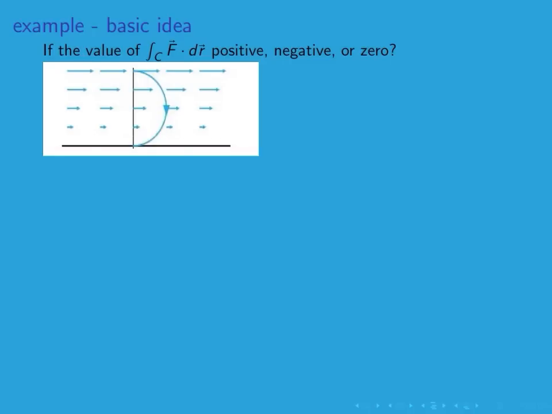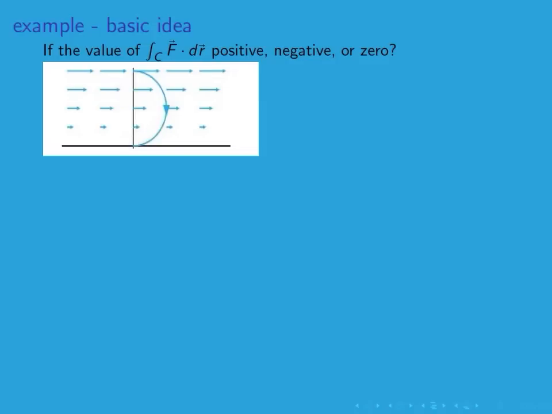Here's a first example just to get the idea of what's going on. So the arrows represent a vector field. Notice that they only have I components, they have no J component, and they get larger the further away I get from the x-axis. And here's the path that I'm going to follow, this semicircle that goes from some point on the y-axis to the origin along a curve.